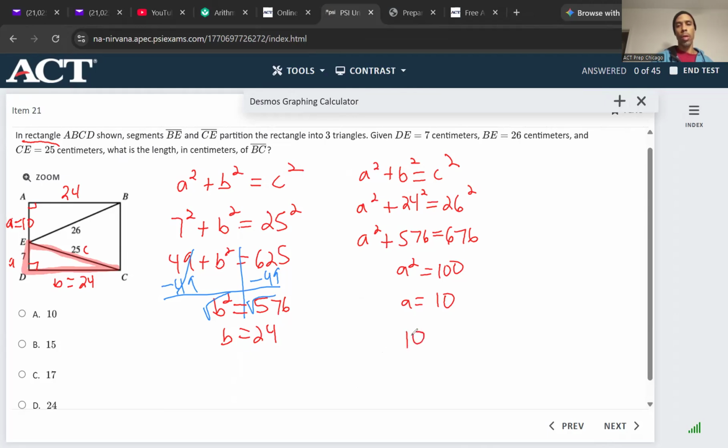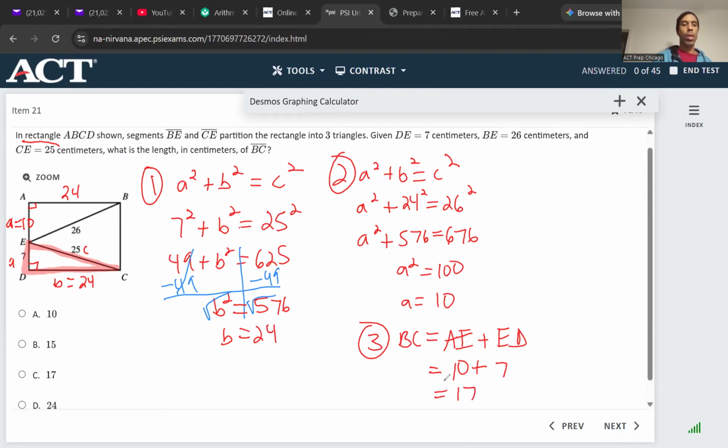So it's 10. This is step one, this is step two, this is step three. So to get A to E, B to C. If you look on the other side, B to C is the same thing as A to E plus E to D, right? Because it's a rectangle, opposite sides are congruent. So B to C is the same as A to E plus E to D. We know A to E now is 10 plus E to D is 7. So that means BC is equal to 17, which would be choice C.